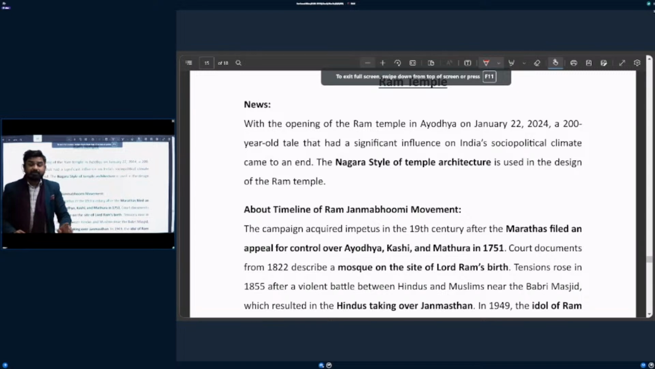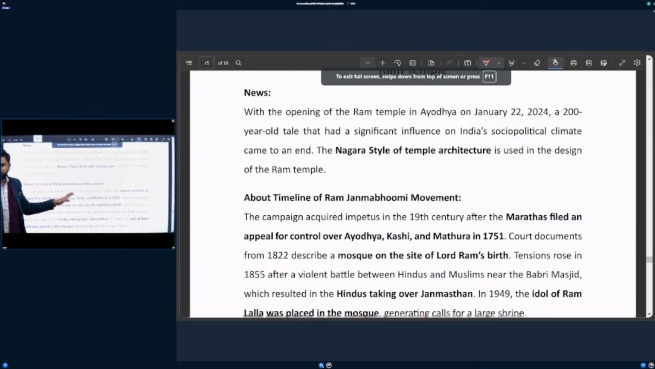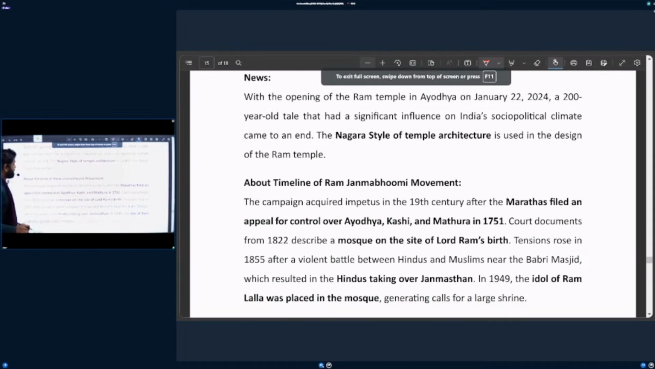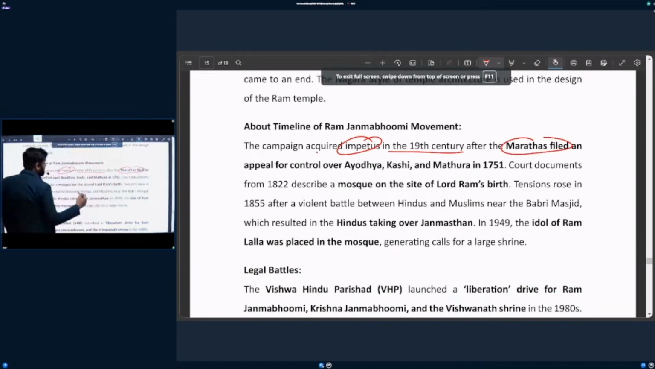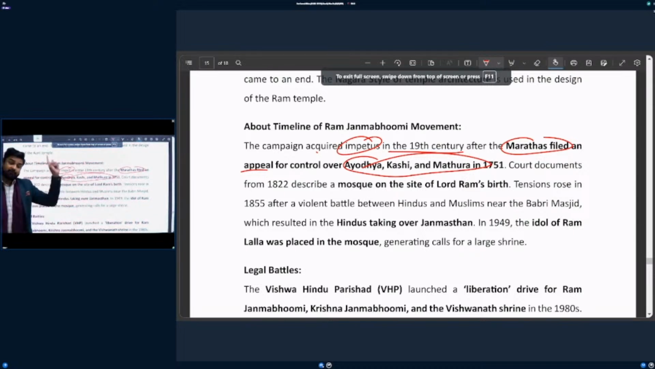बात समझ में आई? So you need to understand that yes, the Ram temple issue was a long issue, because it was believed that it was once upon a time the Janam Bhumi of Ram, and it was later on converted to a mosque, Babri mosque as we call it. Ultimately this drama continued. तो ये बहुत पुराना है, ब्रिटिश टाइम से चल रहा है. जैसे यहाँ पे लिखा है, the campaign acquired impetus in the 19th century after the Marathas filed an appeal to the Britishers for control over Ayodhya, Kashi and Mathura. 1751. देखिए 1751 बहुत पुराना इशू है ये. ठीक है.